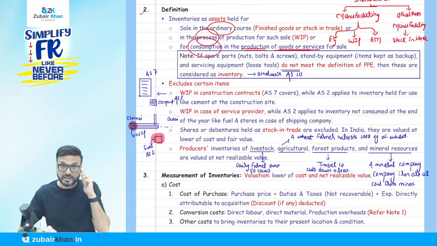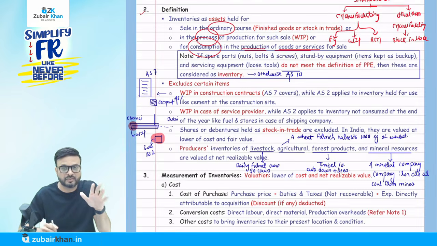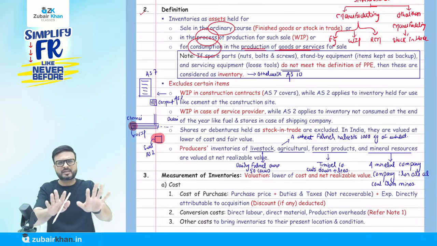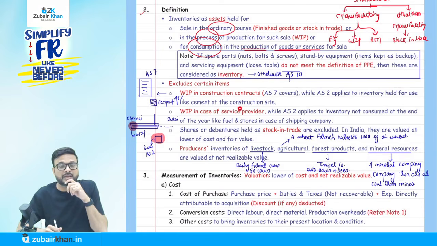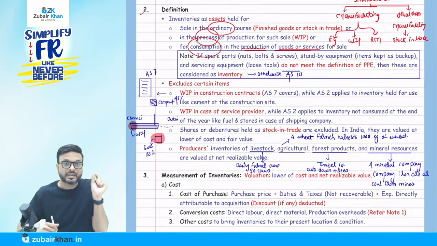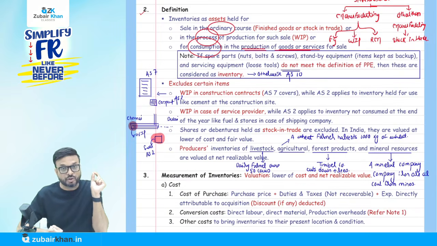Now, WIP in case of what? A service provider. While AS 2 applies to inventory not consumed at the end of the year, like fuel and stores in case of a shipping company. They are basically telling us, I will give you an example of the shipping company. All these examples are mentioned in the ICAI study material as well. Okay. So what happened here? In case of WIP in a service provider, they gave an example. Suppose they ship from Chennai to Dubai that year. Please understand that. Chennai to Dubai.